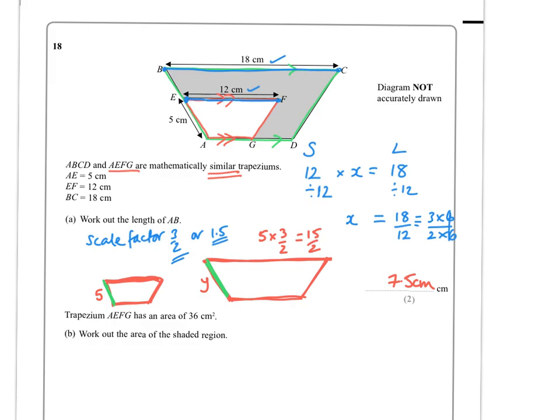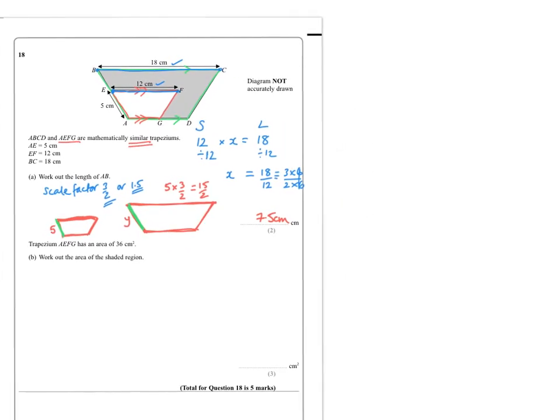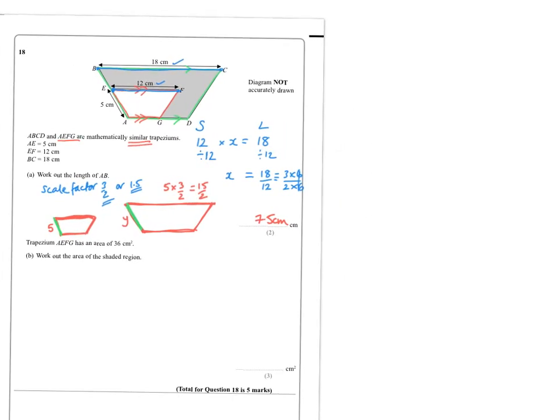It says the trapezium AEFG has an area of 36 centimetre squares. Work out the area of the shaded region. Well, that's not quite so easy. So before we look at this one, let's just have a little look at something here. So let's have a look at scale factors in terms of length, area and volume.